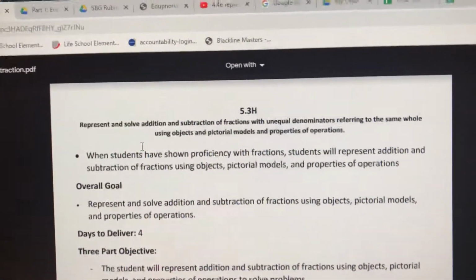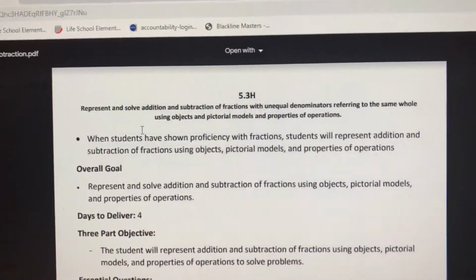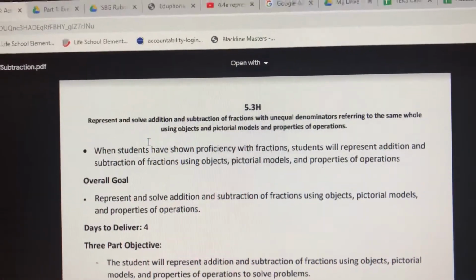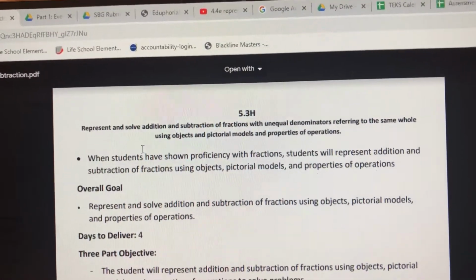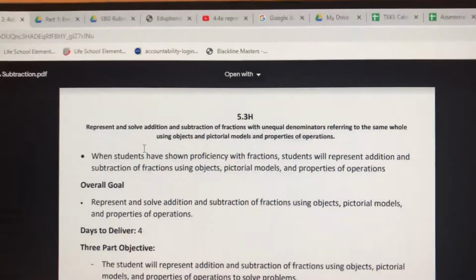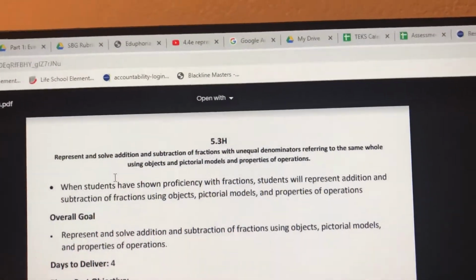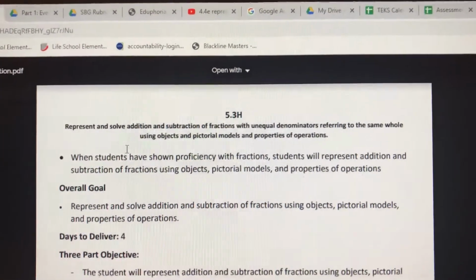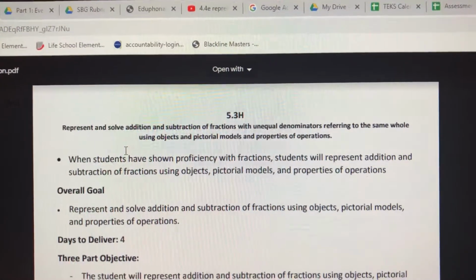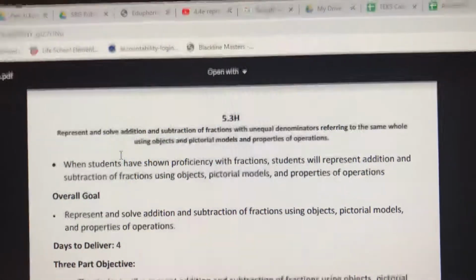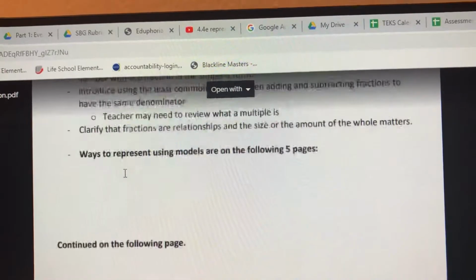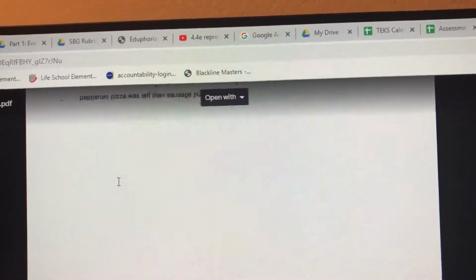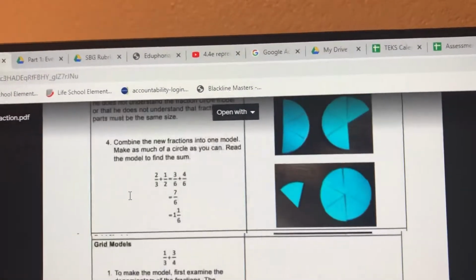Okay, this is part 2 of 5.3H, still same TEK, but now we're going to look at subtraction specifically with grid paper, actually using a strip diagram with grid paper, and once again that is a pictorial model, and of course with unlike denominators. So I'm going to backwards design here real quick.